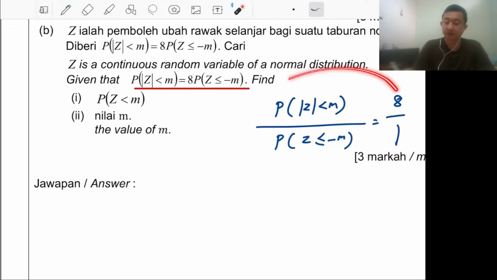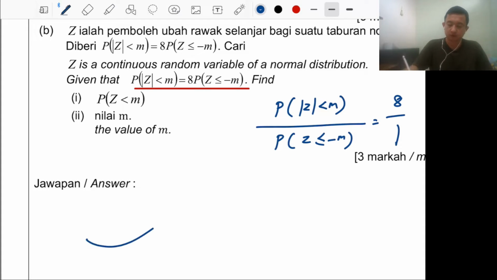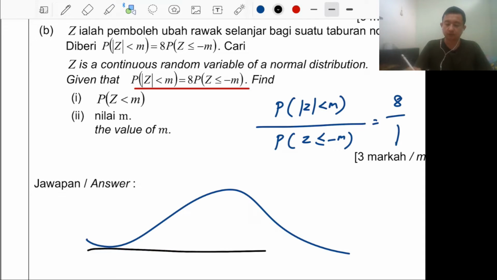So what can you observe from here? It's a ratio, right? So if this is a ratio, then later I'll show you how it is done. First, we try to analyze this part. Let me draw it up first. Normal distributions.